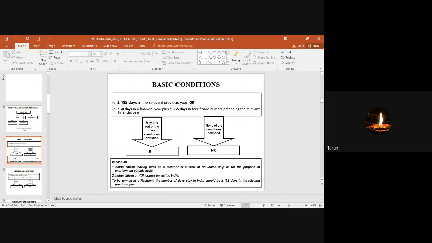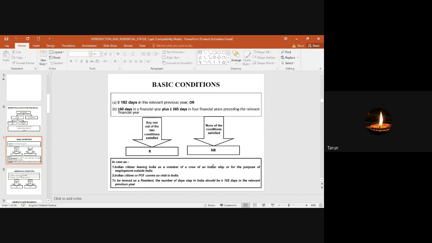So there are 2 day counts you have to consider. In the second condition, a particular individual has to spend more than 60 days plus he also has to spend more than 365 days in 4 financial years. Let's take an example.